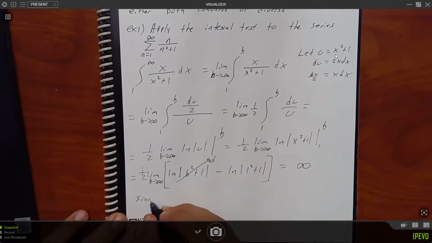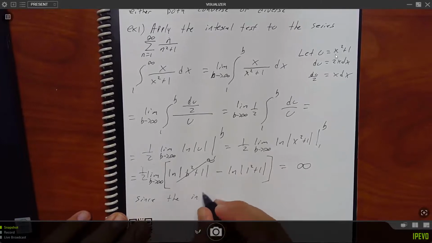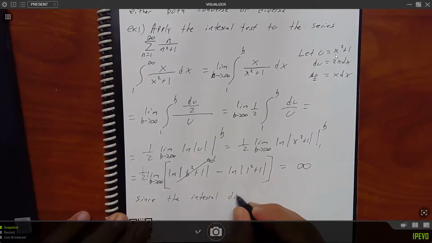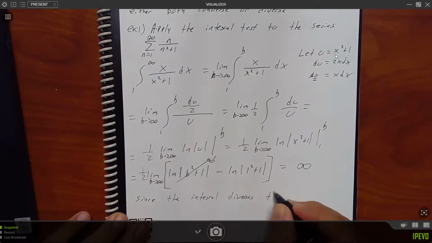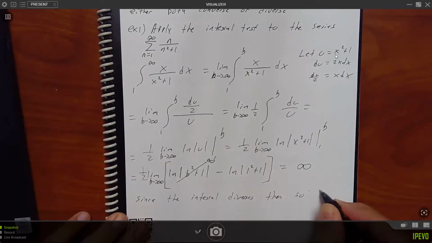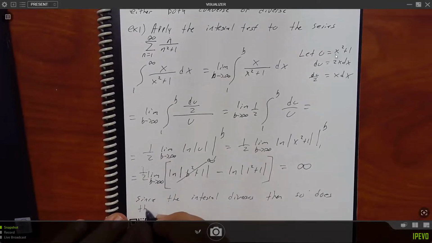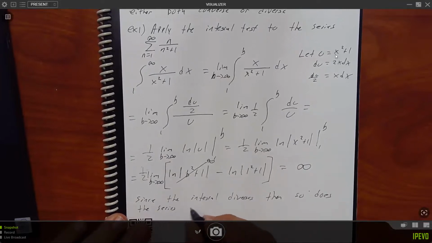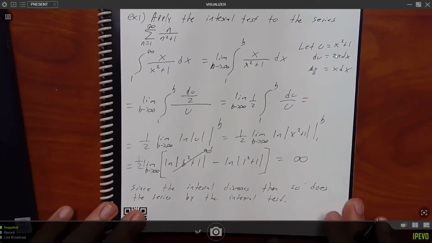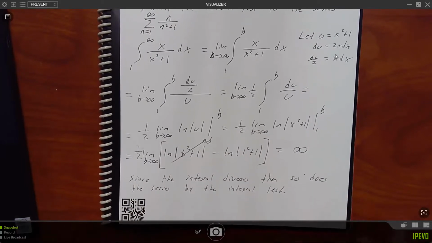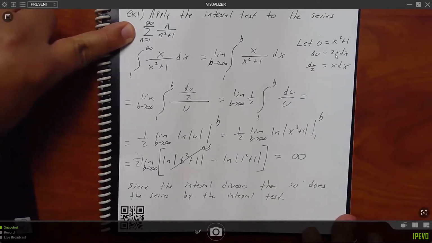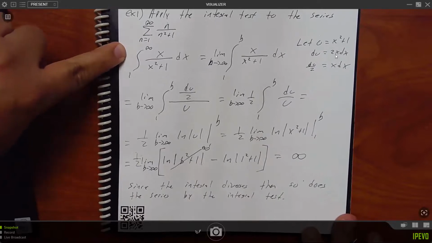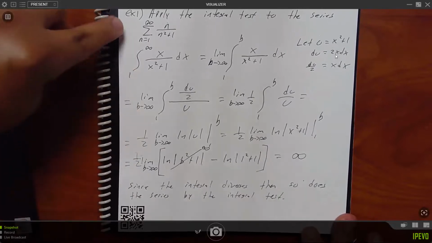So since the integral diverges, then so does the series by the integral test. That makes sense? Because the point wasn't to do the integral. The point was to figure out what the series is doing. So you look at the integral to figure out what this is doing.